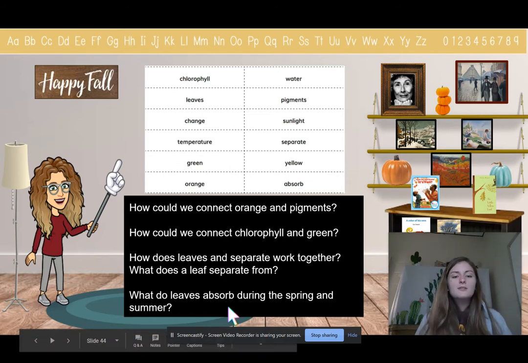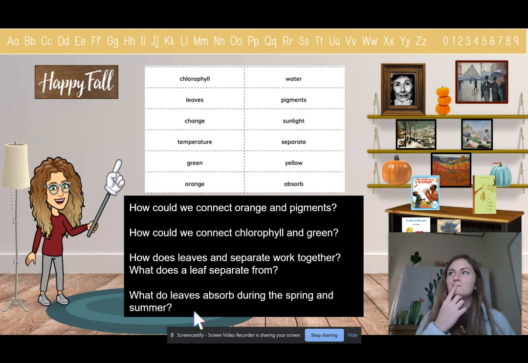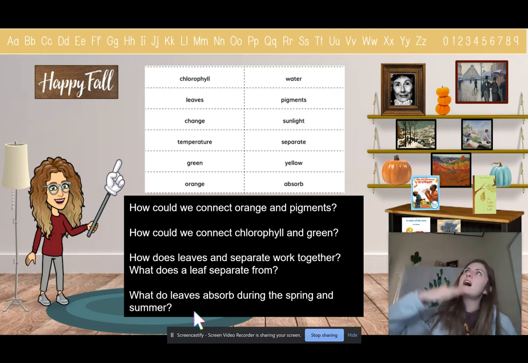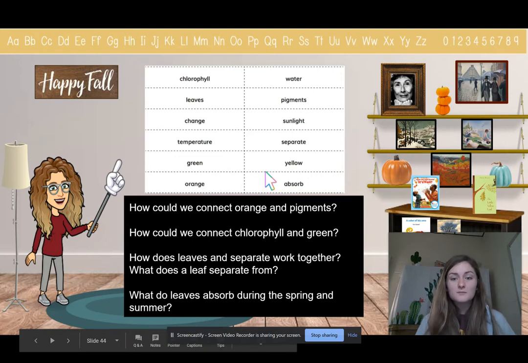And what about leaves? What do leaves absorb during the spring and summer? What do they take in during the summer? What is shining in the sky that can help leaves grow and make that chlorophyll? Tell me in the puzzle. Leaves absorb sunlight. That means to take in that sunlight. So, all of these key terms, we can link them together.